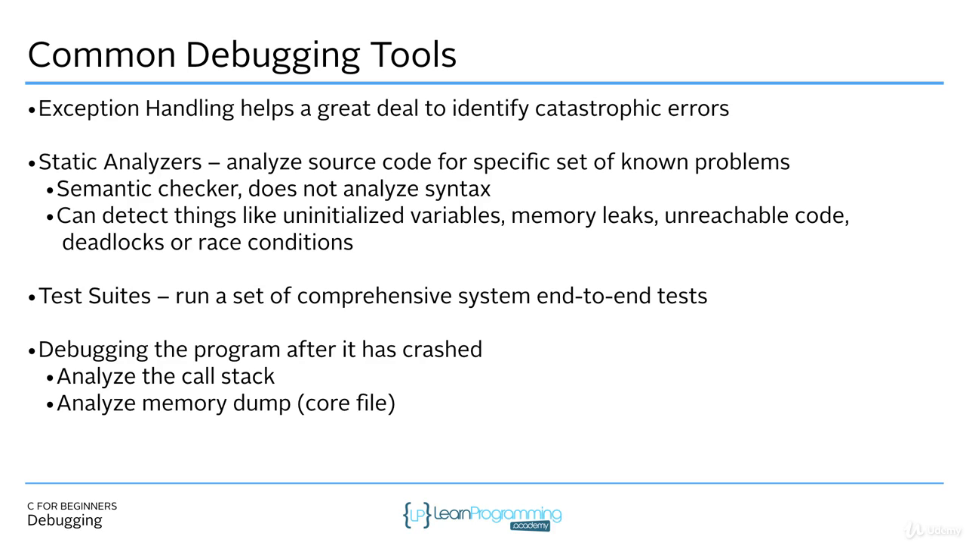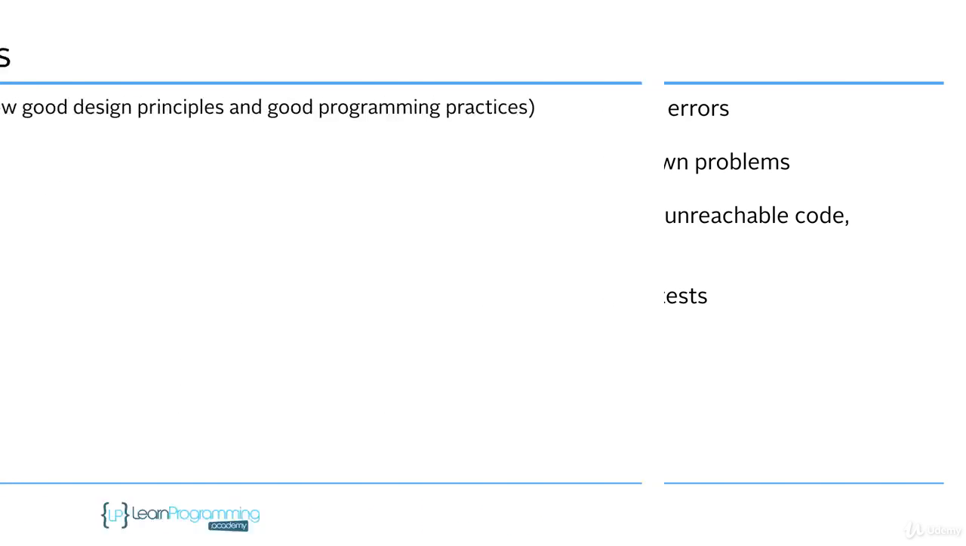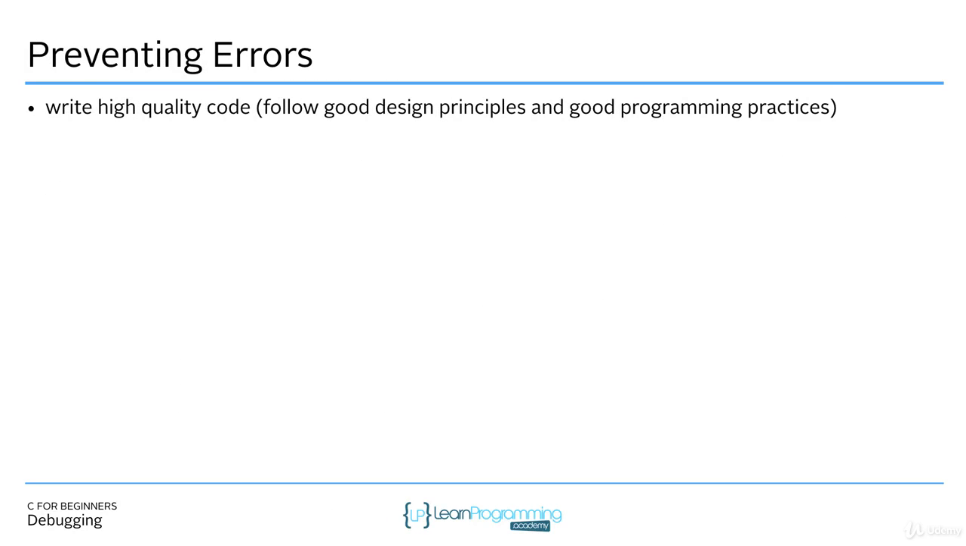What about preventing errors? We know that debugging is finding and fixing errors, but if you can prevent errors, that's even better. One of the ways that you can prevent errors is you can write high quality code. This is really not a focus of many software engineers. A lot of software engineers write the code, and as long as it works, that's all they're concerned about. Or as long as the output is correct, then they consider themselves done.